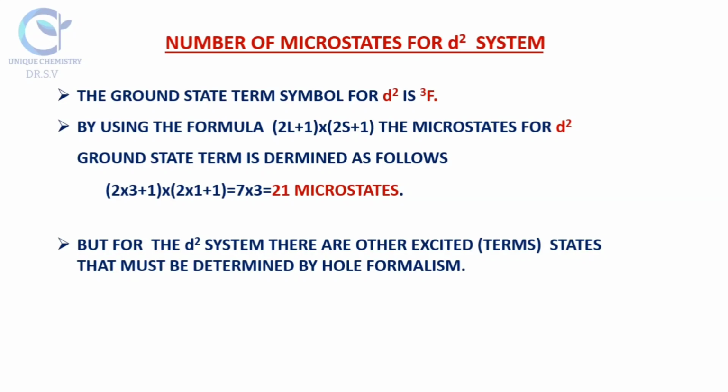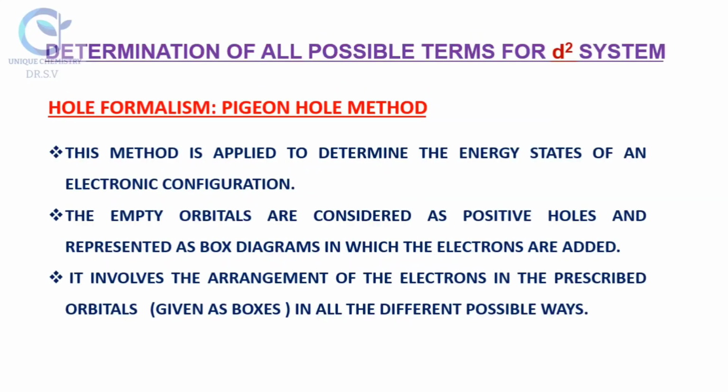But actually for the d2 system there are other excited terms present. That must be determined by a method known as hole formalism. Now the determination of all possible terms for the d2 system. The method is known as hole formalism, or the pigeon hole method. This method is applied to determine the energy states of an electronic configuration. The empty orbitals are considered as positive holes and presented as box diagrams in which the electrons are added. It involves the arrangement of electrons in the prescribed orbitals given as boxes in all the different possible ways.